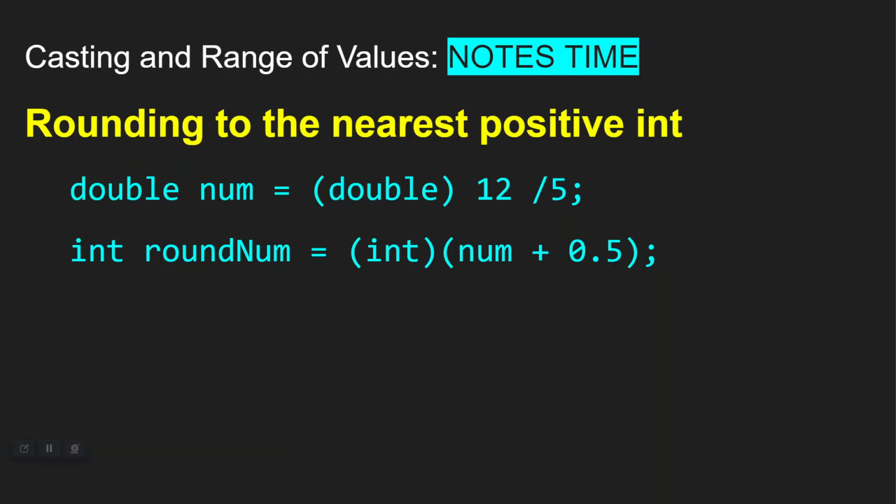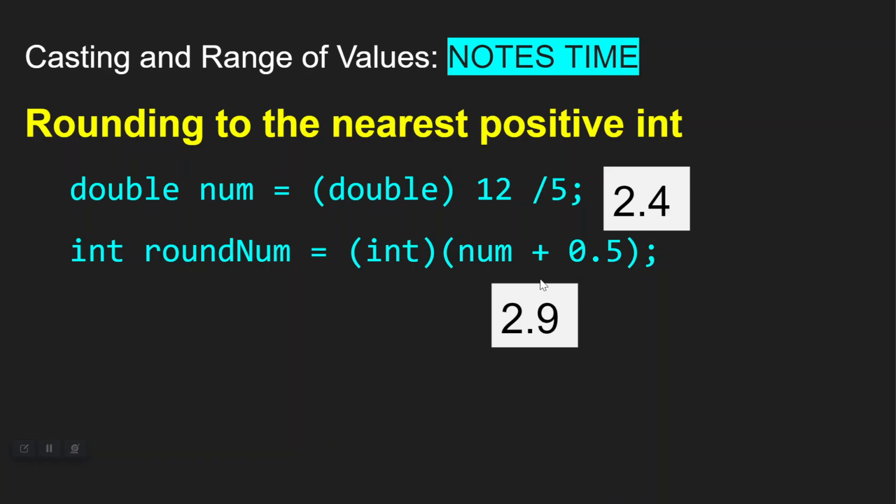Let's go ahead and try another one. What if we want to round down? Let's do that same thing, but this time 12 divided by 5, which is 2.4. So this should round down to 2. Again, if we add 0.5 to this value, that takes us up to 2.9. And then, of course, when we cast 2.9 to an int, we lop off that 0.9. We are left with the number 2. So that's how you round to the nearest positive integer. All right, again, remember this little equation that you see here.